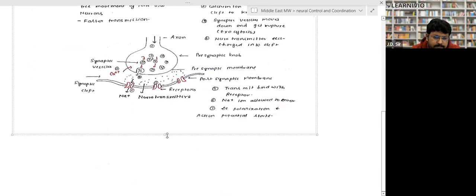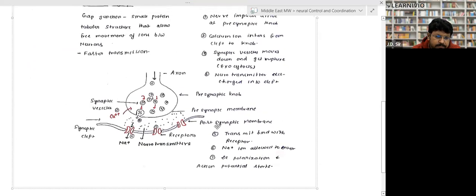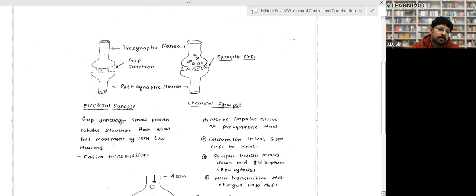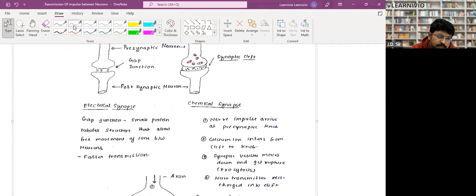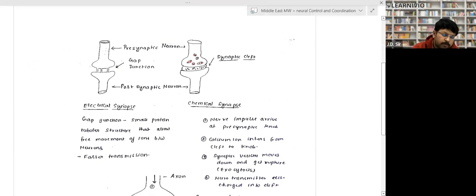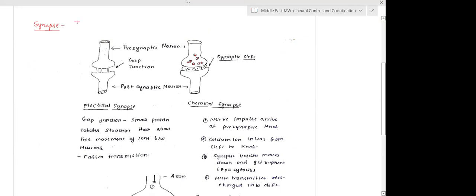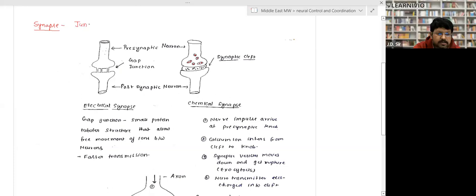Try to understand. Look, between 2 neurons or between two cells, there may be two types of synapse. We have already understood synapse. So what is synapse? Synapse is the gap between two, the junction between two neurons, and that is called synapse.